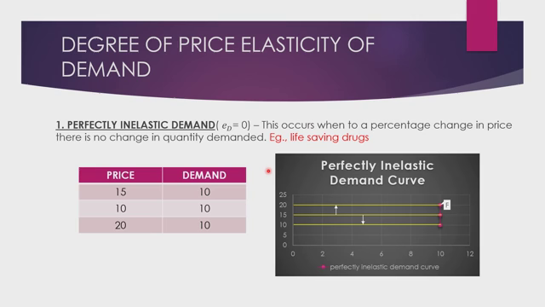This occurs when, to a percentage change in price, there is no change in quantity demanded, which means that the demand for a commodity does not change even though its price changes. In such cases the demand is said to be inelastic. In the example here, the price has been lowered from 15 to 10, but the demand continues to remain 10. When the price was increased to 20, even then the demand remains constant. That means irrespective of whether the price is increased or decreased, the quantity demanded remains the same.